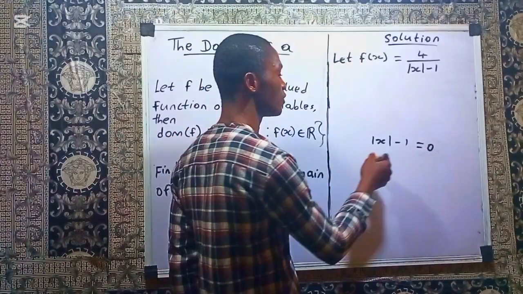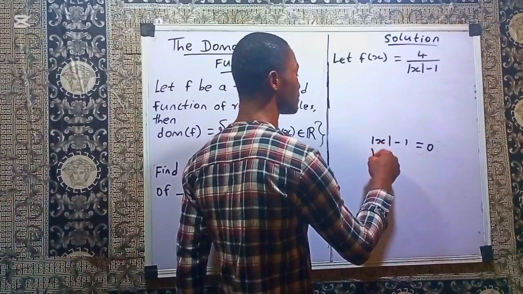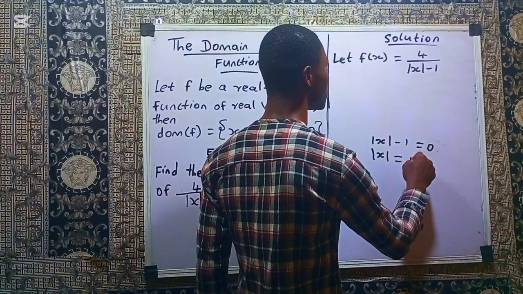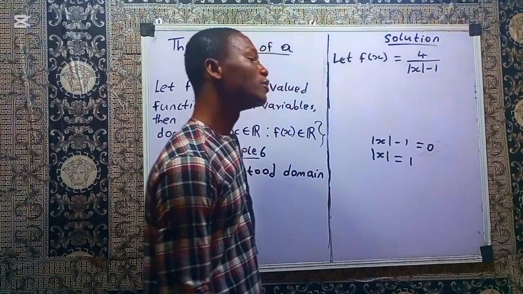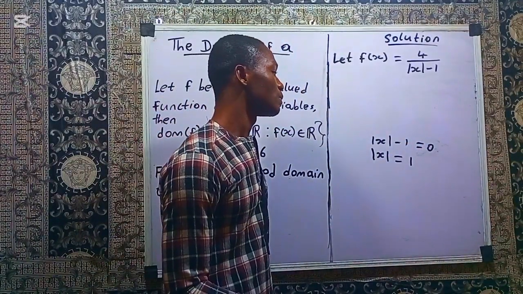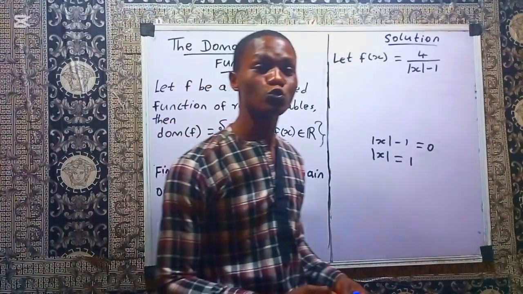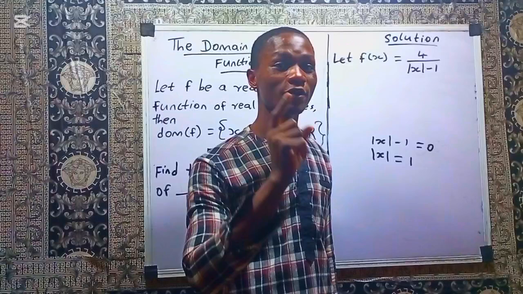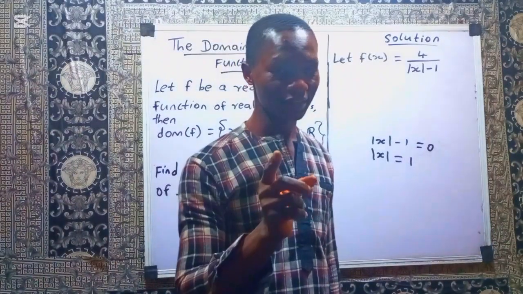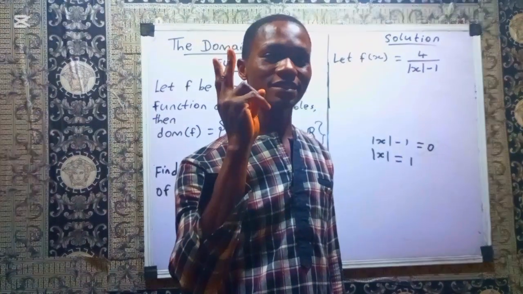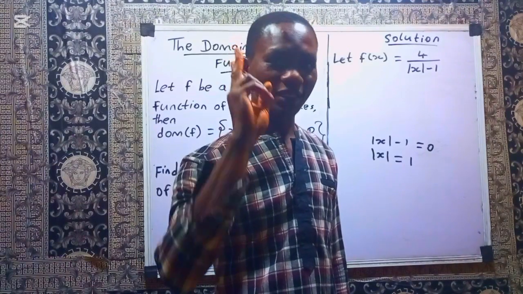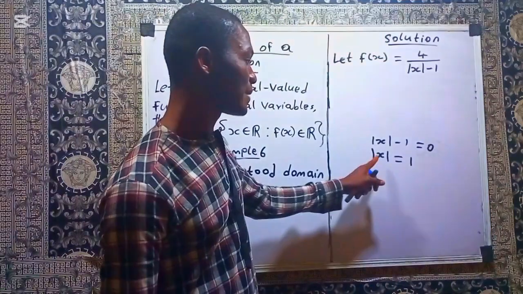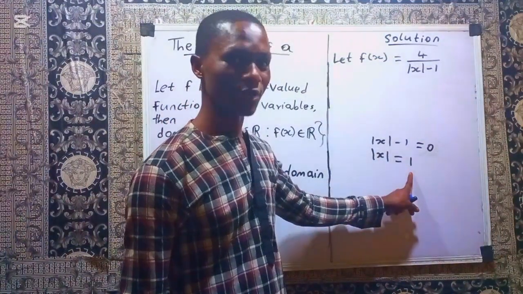0. So if you solve, if you move negative 1 to the right, the absolute value of x will be equal to what? Will be equal to positive 1. But this gives us what? Two possibilities. Absolute value of x will give you positive 1 if x is what? If x is positive 1 or negative 1. These are the two possibilities for this absolute value of x to give me positive 1.